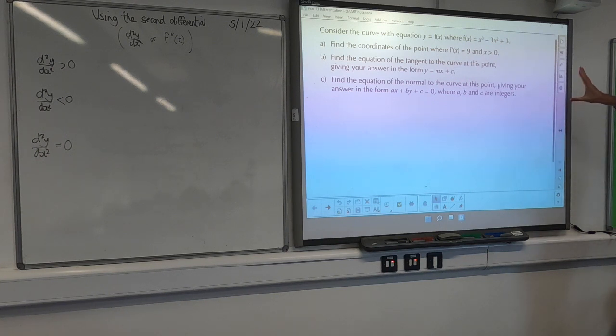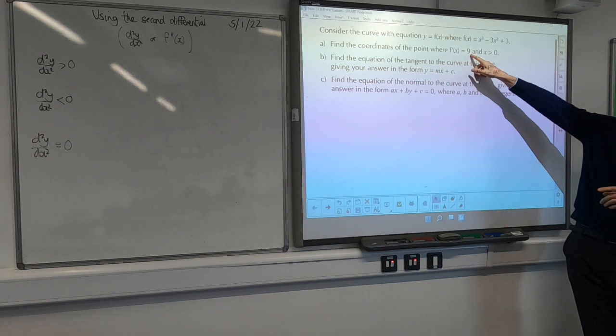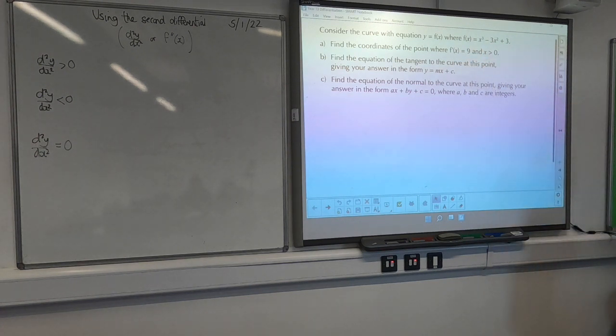So anyway, here is a year 1 differentiation question, slightly different. Normally you're asked to find the gradient at a particular point. Here they're telling you what the gradient is. They're saying the gradient is 9, and you've got to find the point where it has that gradient. So I'm hoping you're going to differentiate this and not make x equal to 9, but work out what value of x makes it equal to 9. And then you've got a tangent and a normal to work out. So this is nothing new here.